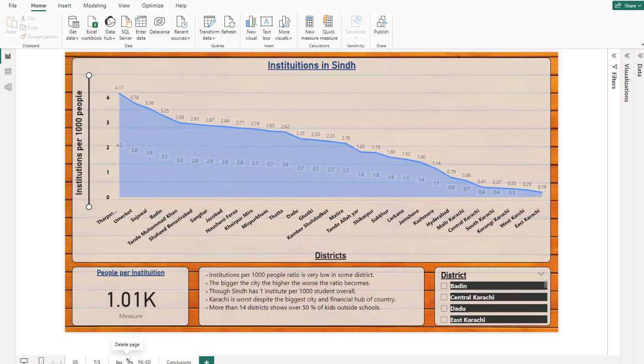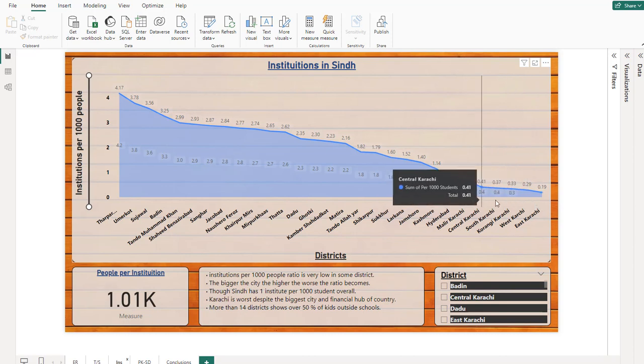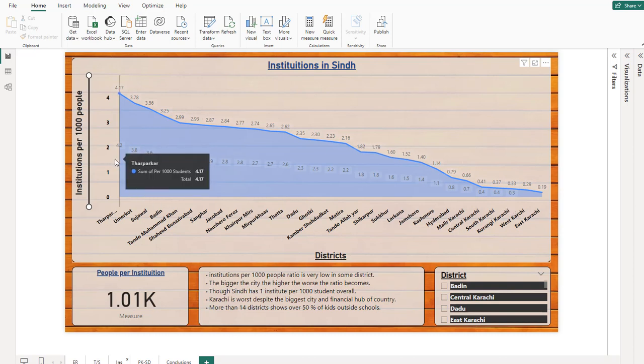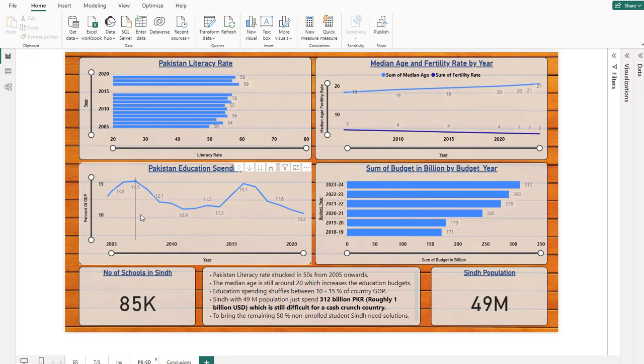And then we have in this graph the number of institutions available per thousand. And here you can also see that there are some districts where even less than one, and then one institution is available per thousand, and at the max we have four institutions per thousand. So this also signifies the regions which have a low number of institutions available, so the government can plan according to that.